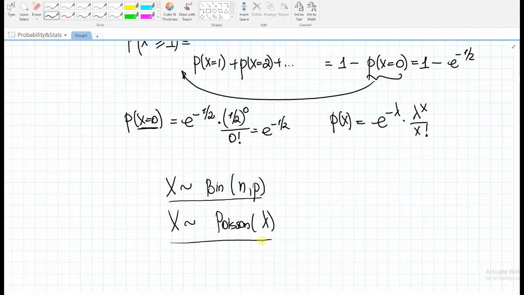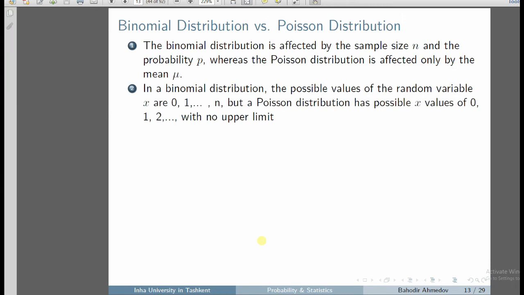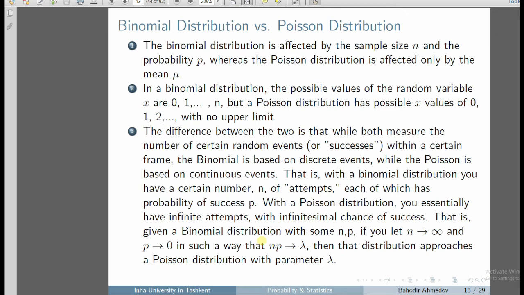But not always will you get the same answer. So it appears that if n is big and p is small, then in this kind of case, n multiplied by p is really close to, or the same as, the lambda which we're going to use for the Poisson distribution. It means that in some examples, if n is big and p is small, then it is better to use the Poisson distribution. It is possible to use the Poisson distribution instead of binomial. Okay, so let's do this example.